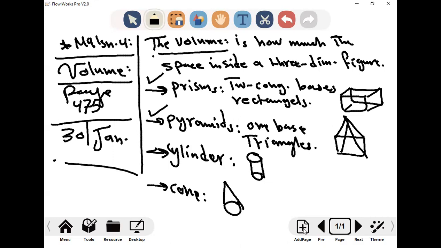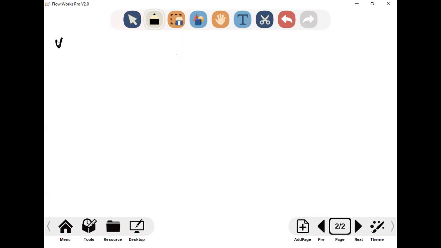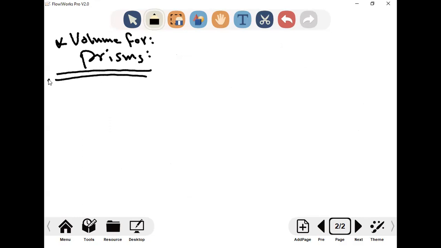Now, first, volume for prisms. Volume for prisms. Okay?